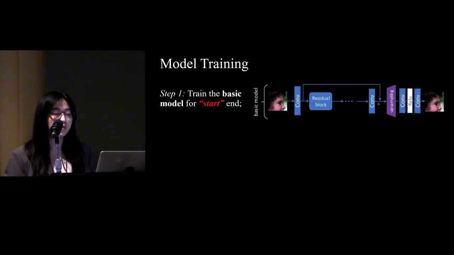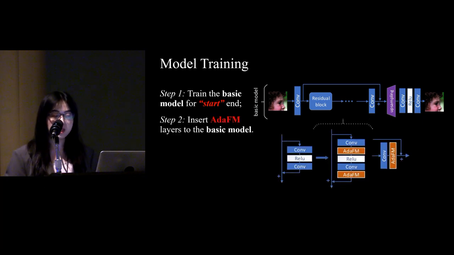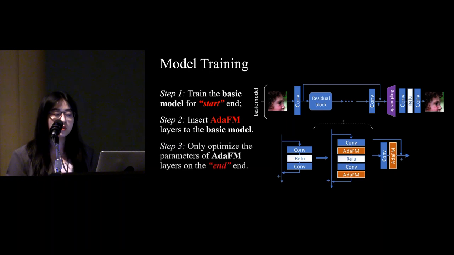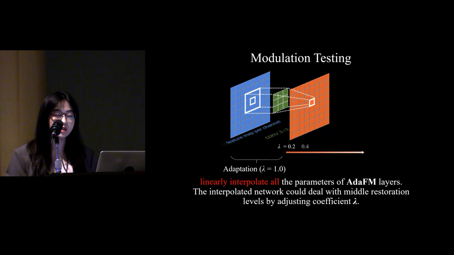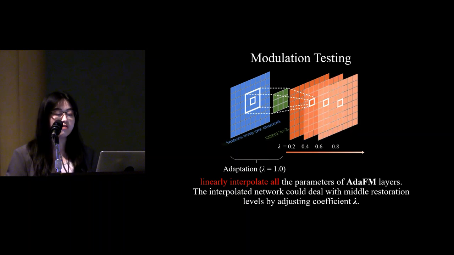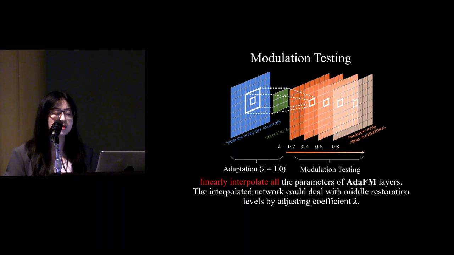For step 1, we train the basic model for the start level. Next, we insert LFM layers into the basic model. Then we only optimize the parameters of LFM layers on the end level. So to handle all the middle restoration levels, we linearly interpolate all the parameters of LFM layers, which is to adjust the coefficient lambda. This process is called modulation testing.